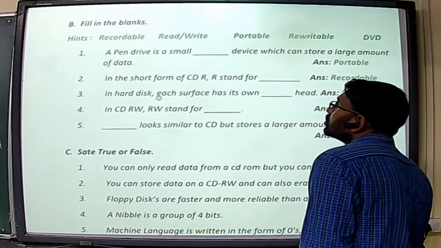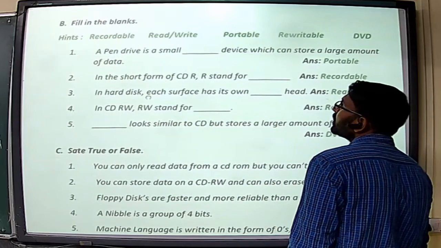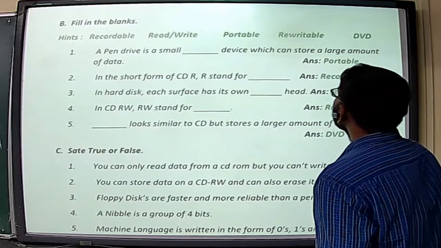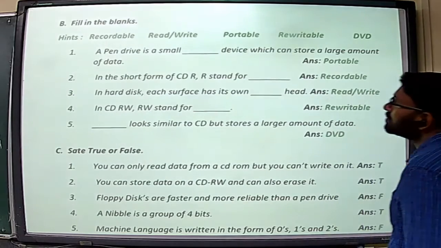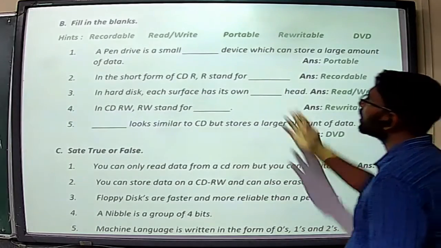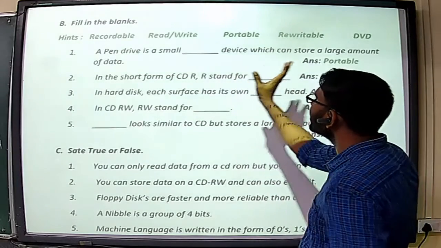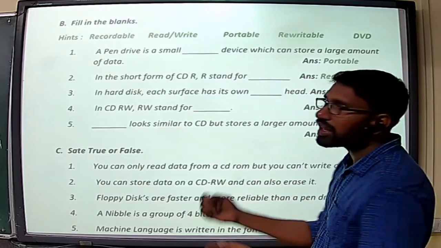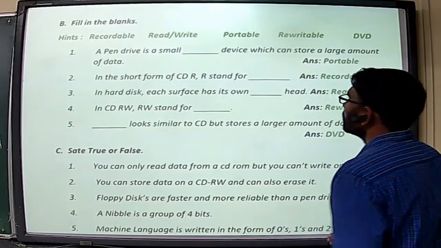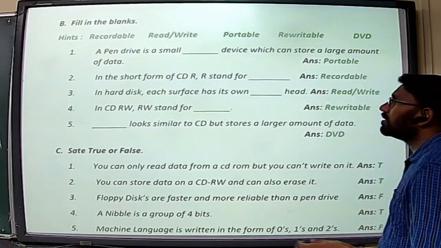Then we are going to fill in the blanks, Section B. Options: recordable, write, portable, rewritable, DVD. A pen drive is a small dash device which helps to store a large amount of data. Portable. It's a portable device. We can take and carry it anywhere. Then the short form of CDR, R stands for recordable.